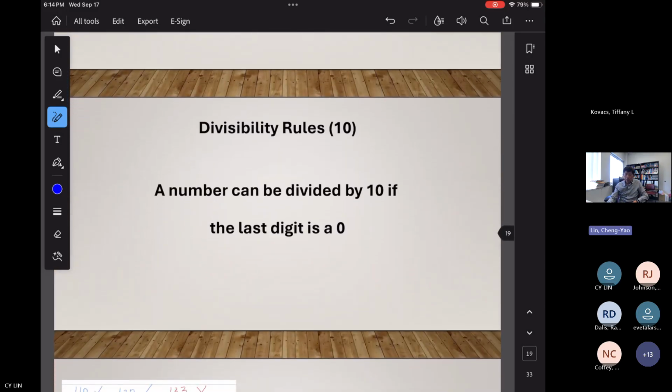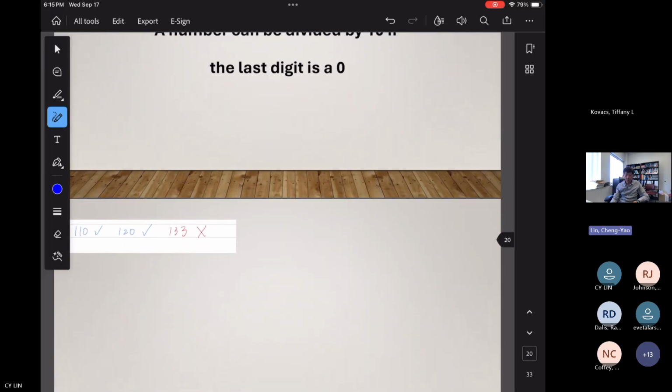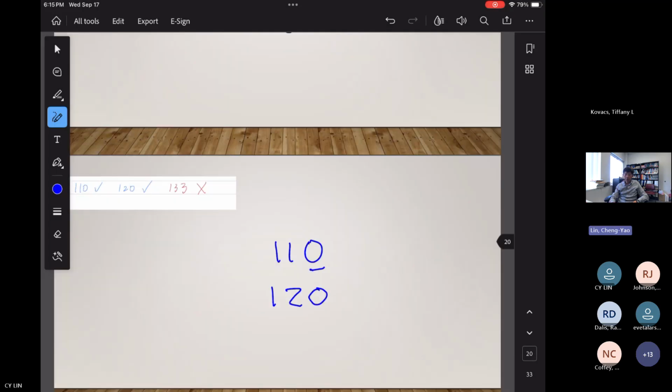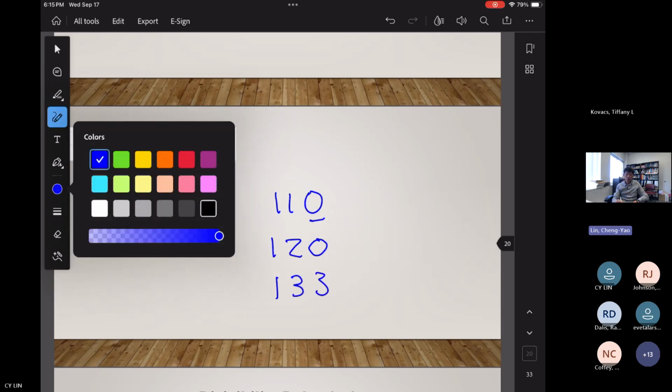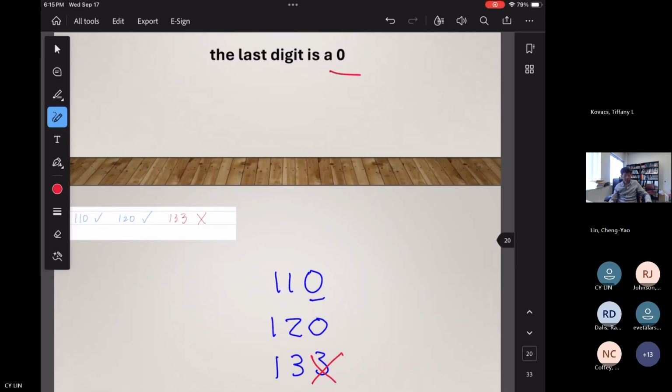Next one, divisibility rule of 10. A number can be divided by 10 if the last digit is a 0. About 110, yes or no? Yes. About 120, yes or no? Yes. About 133, yes or no? No. Because the last digit is not 0. Okay, right? For 10 it is easy.